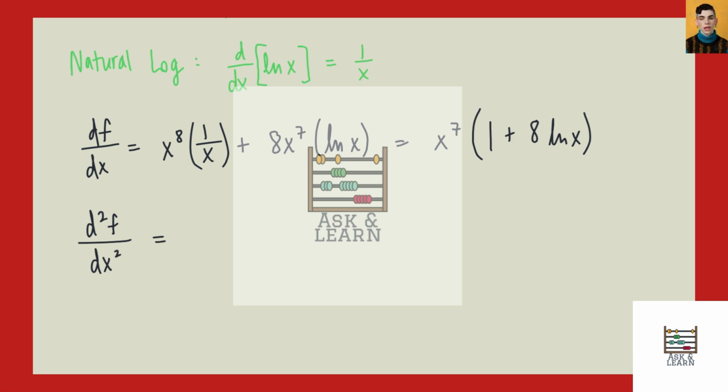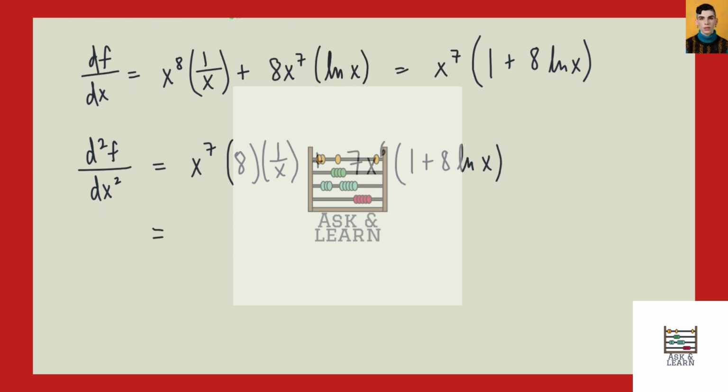Again, we're using the product rule, so I hold x to the 7th power constant, and I take the derivative of 1 plus 8 times natural log of x. So 1 is just a constant, so its derivative is 0. And then we have 8 times the derivative of natural log of x, which is 1 over x. Now I'm going to take the derivative of x to the 7th power. This is 7 times x to the 6th power, and then multiply by 1 plus 8 natural log of x.